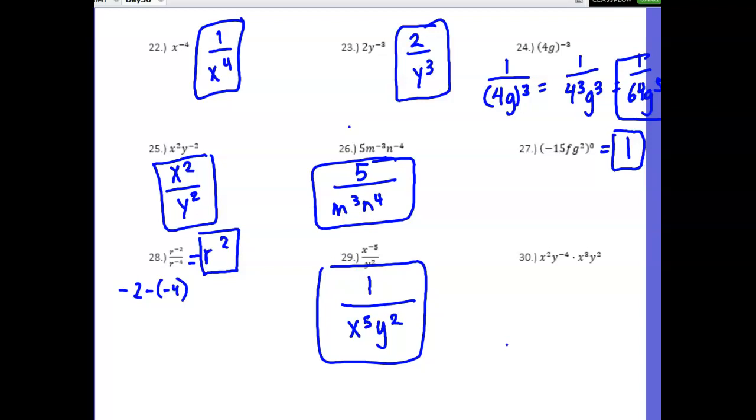Number 30, when we combine, we multiply x squared times x to the 3rd, we get x to the 5th, and then when we multiply y to the negative 4, so we add 2, we get y to the negative 2. So when we write this out, we take the reciprocal of y to the negative 2 and make it y squared, and there's your final answer.